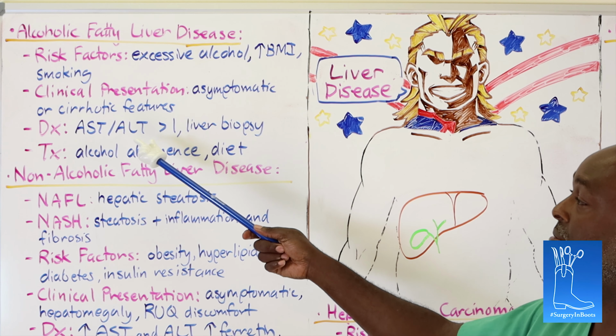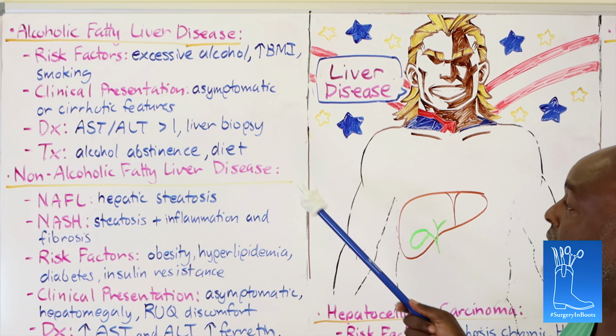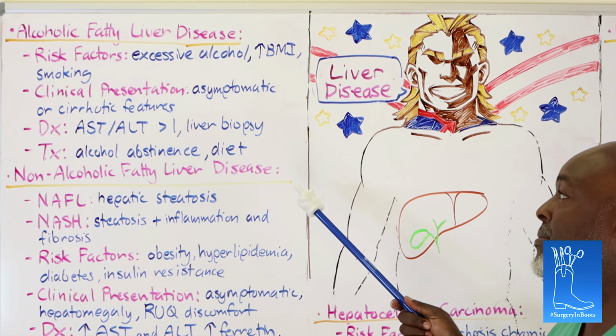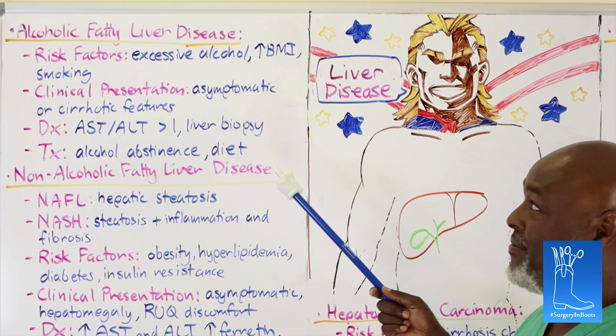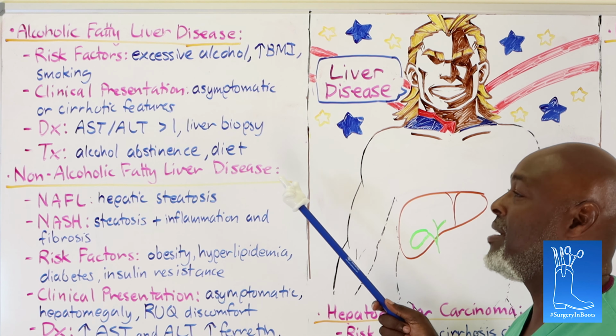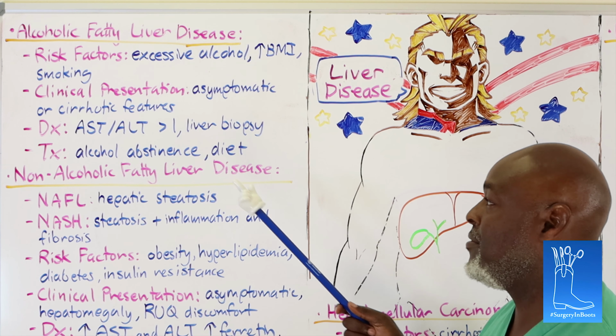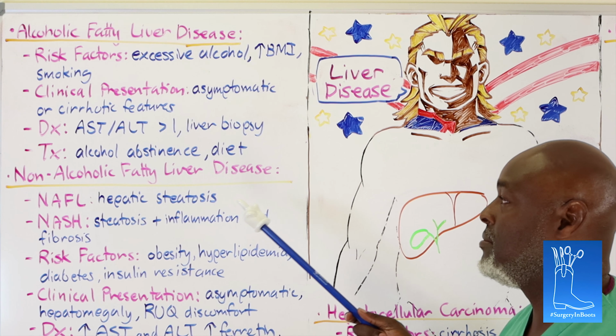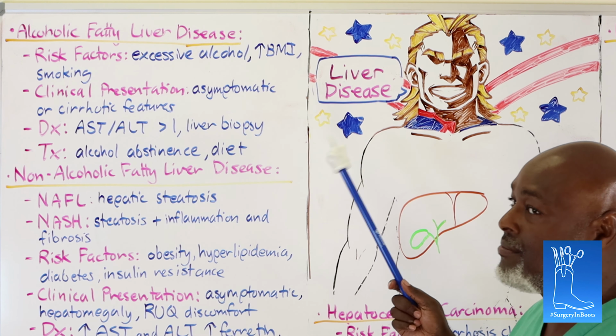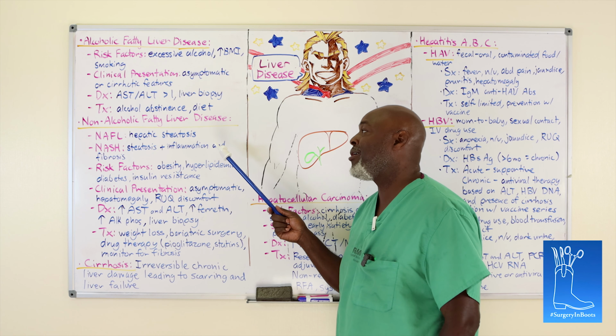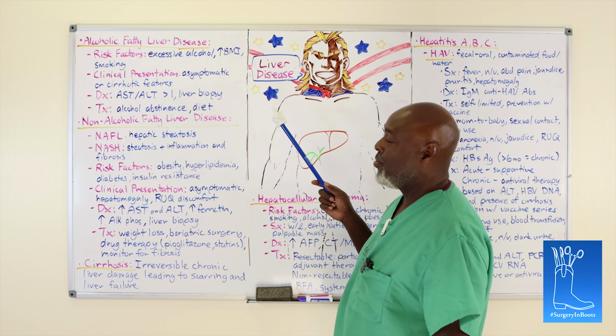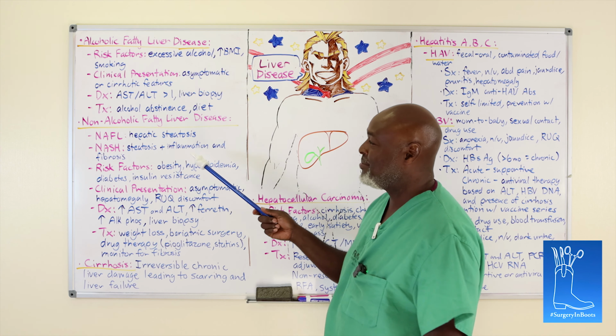Diagnosis, again, liver enzymes, AST, ALT elevated. Eventually you get a biopsy, it'll say acute fatty liver disease associated with cirrhotic changes consistent with alcoholic liver disease. Treatment, stop drinking, lose weight, stop smoking. That's simple. Now, non-alcoholic fatty liver disease, which now has all these nice names.